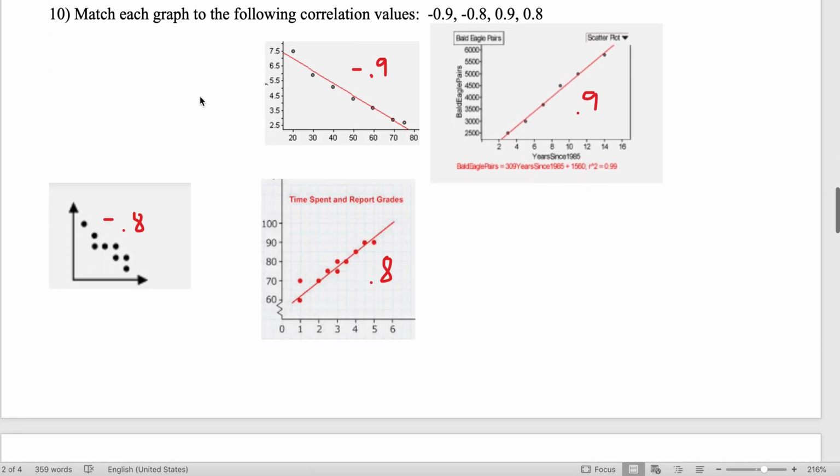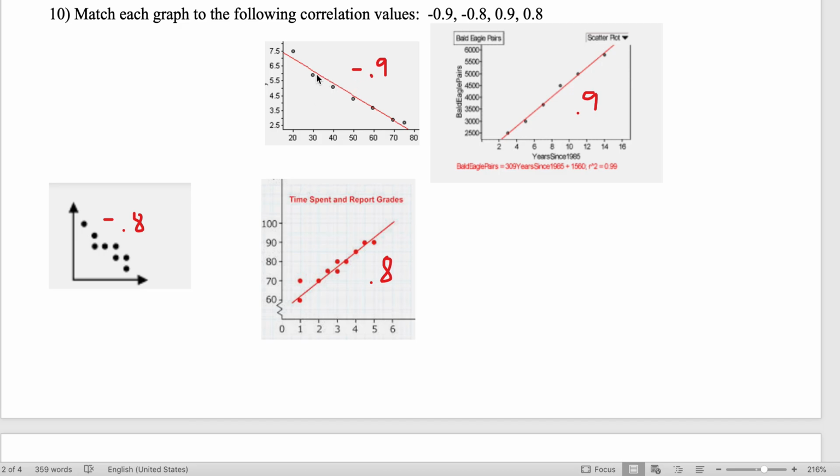Number 10 is the same as the other day, and what we're looking at here is the fact that the dots in the first graph in the upper left here, that's definitely a negative correlation because it's going down. But the scatter points, the points on the scatter plot, they're really, really close to the line. So they have to have a tighter correlation than, say, this one on the lower left, which is still a strong correlation, but it's not as strong as the one above.